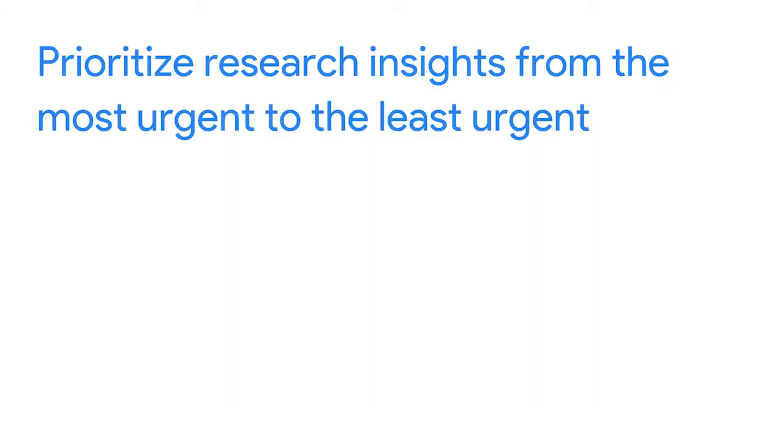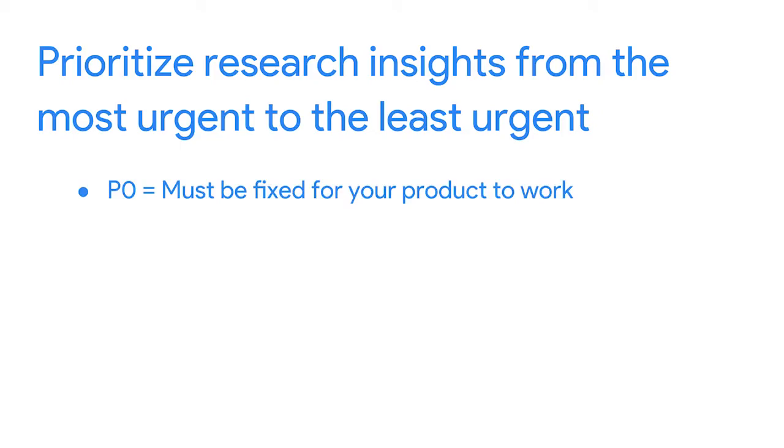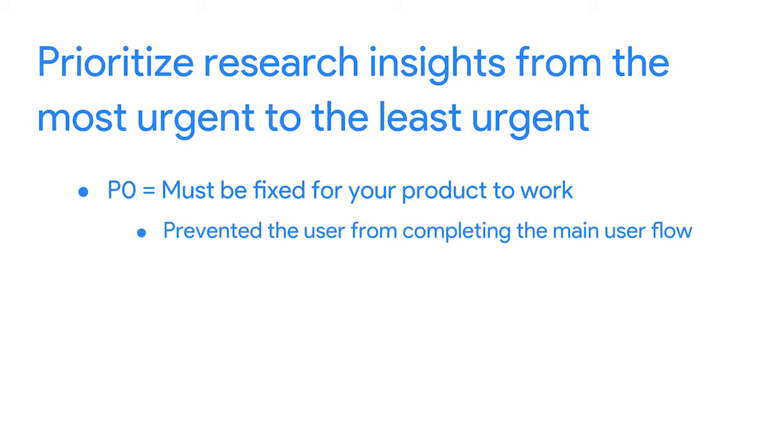There are a few insights that should be considered a priority 0 or P0, which means they must be fixed for your product to work. For example, were there any parts of the design that prevent the user from completing the main user flow? Imagine if users weren't able to book a dog walker in our dog walking app. That's definitely something we'd want to fix and would be considered a P0 issue.